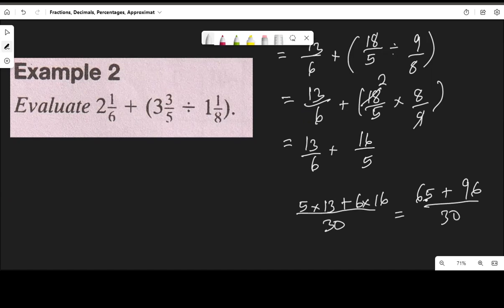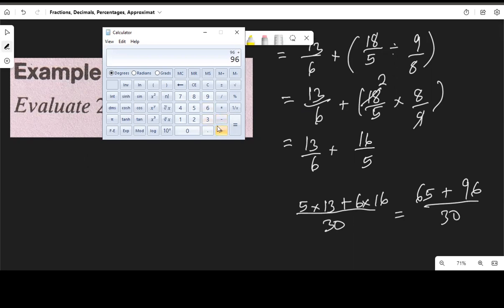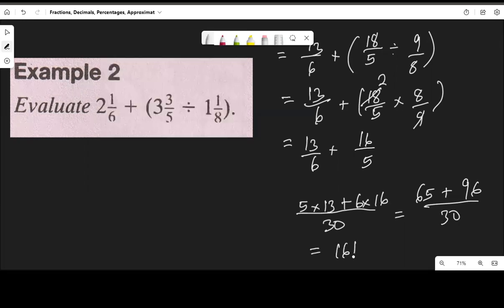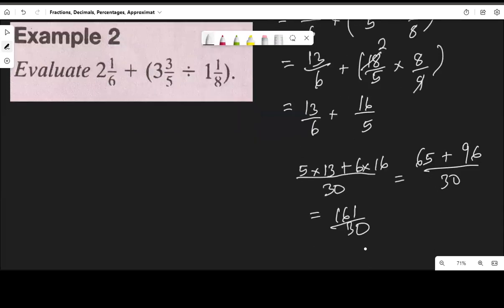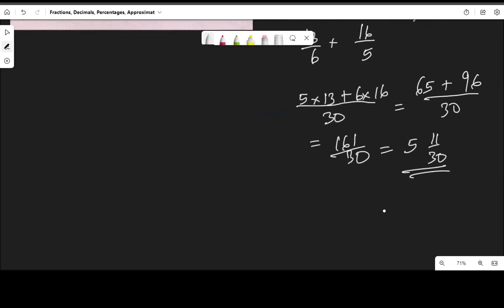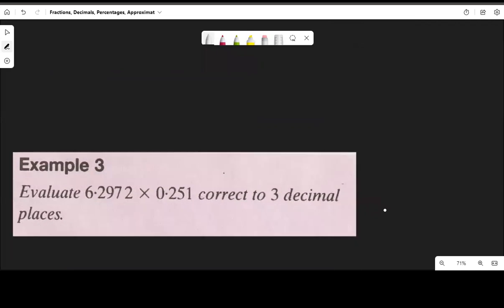65 plus 96, divided by 30. Let me add these two numbers: 161. 161 over 30 is 5 whole number 11 over 30. That is how to solve a question like this. Let's move on to more examples.